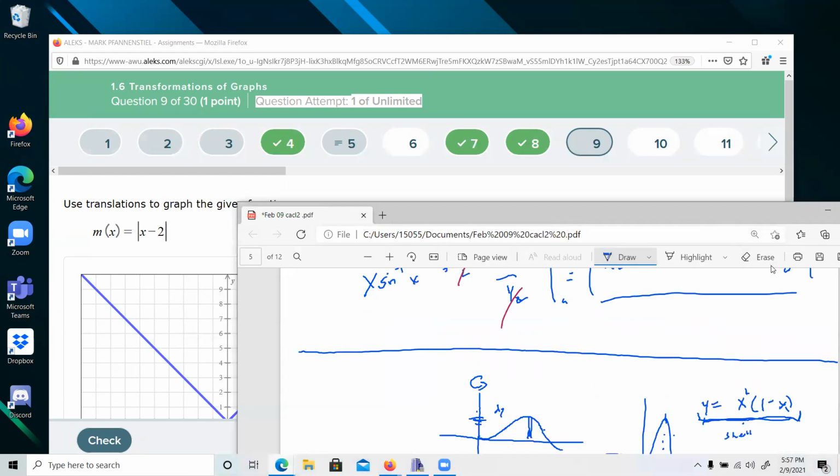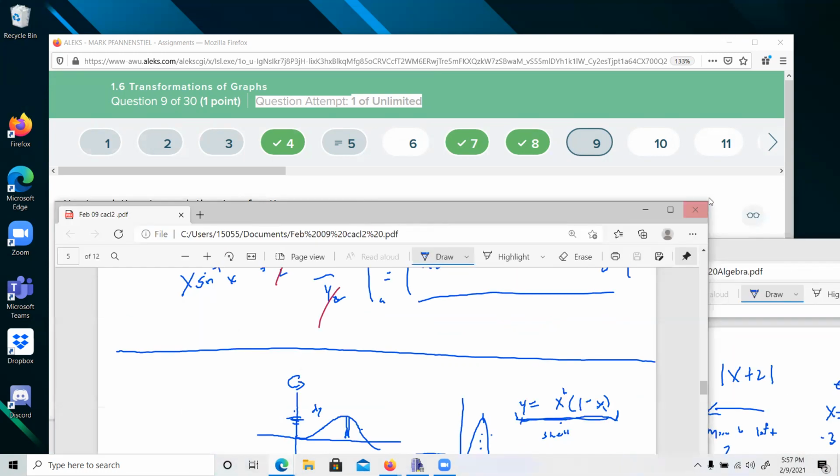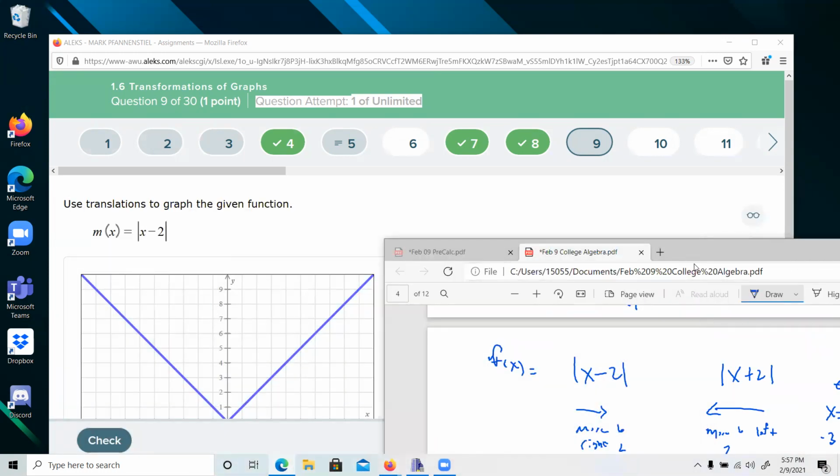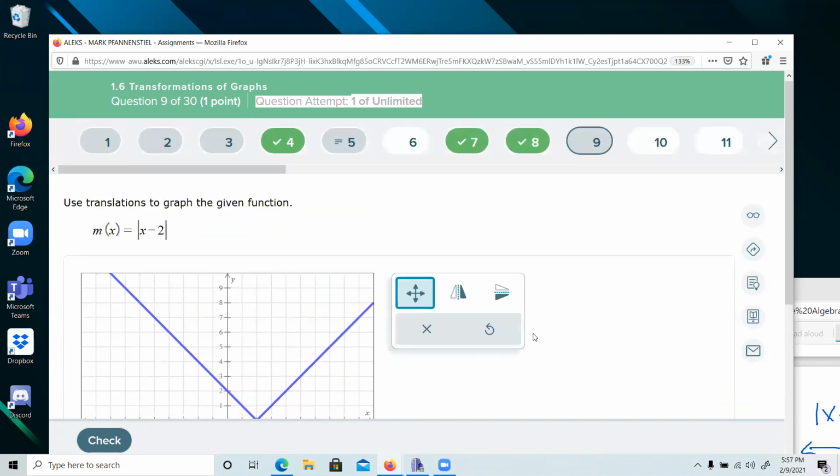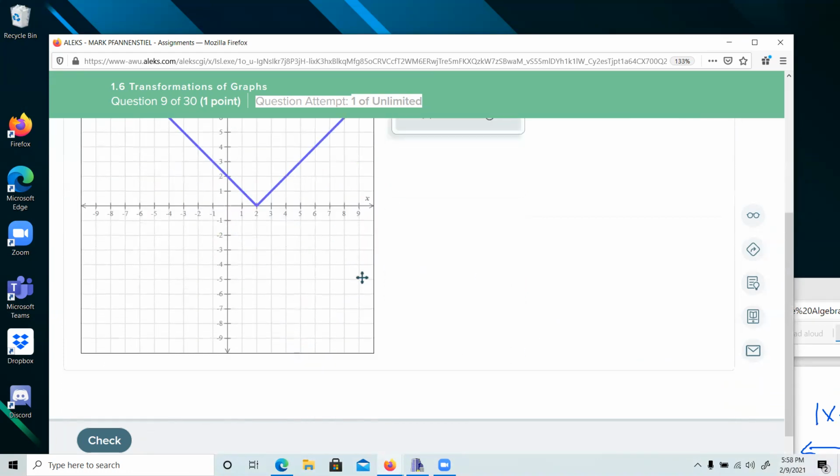What happened with this? All right, so we're going to move this thing 2 points, okay? And I guess we're going to check.